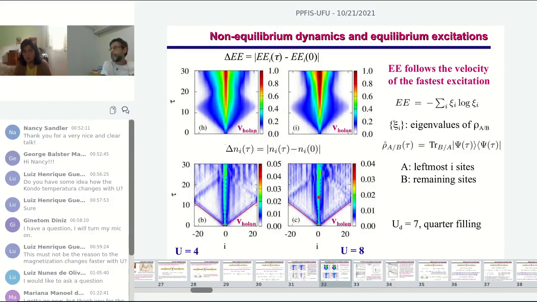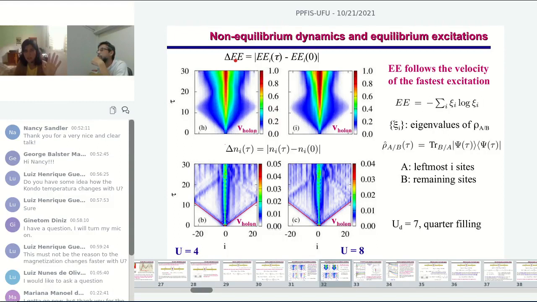So at the bottom here, it's the same results that you saw in the last slide. The new results here are those for the difference in the entanglement entropy. What we do here is we divide the system into two parts, part A and part B. Part A takes into account the leftmost i sites, and part B takes into account the remaining sites of the system. And we want to see how part A is entangled with part B. That's what we are calculating here.